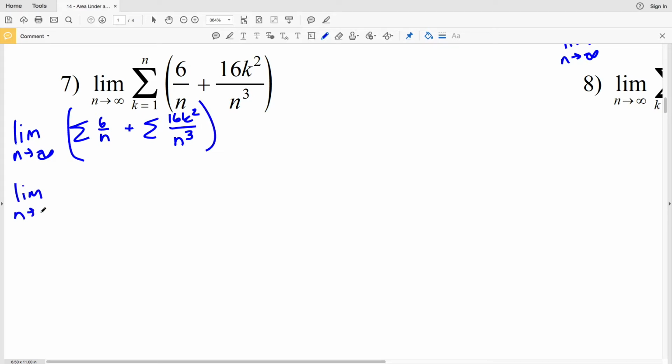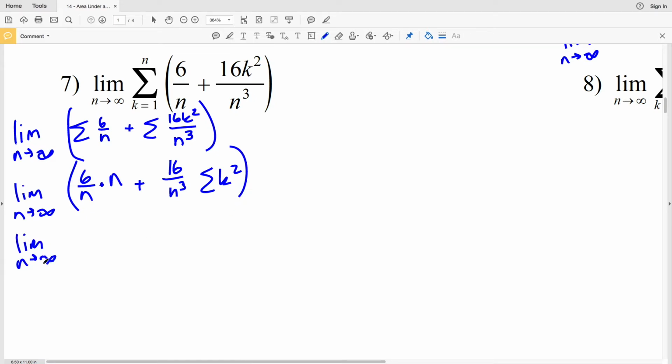Now the limit as n approaches infinity of the summation of a constant is going to be 6 over n times n, and then I'm going to be adding that to, pulling out 16 over n cubed, the summation of k squared. So now I'll have the limit as n approaches infinity of 6 times n over n, my n's will cancel out, so that will be 6 plus 16 over n cubed times the formula for k squared.